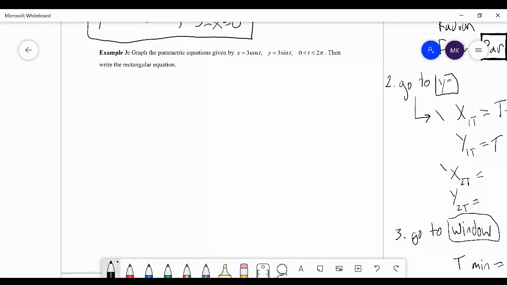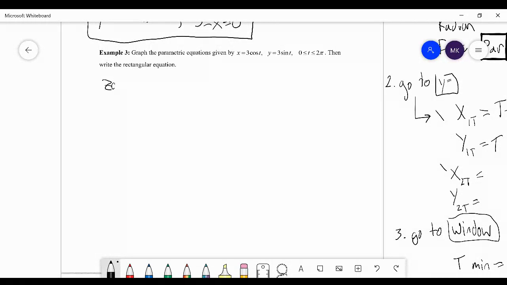And now here's where things get a little strange. When you hit graph like this, if you had your X min and X max set to negative 10, 10, negative 10, 10, this is going to look like a little squished circle. It's going to look like a little oval, but it's not. And the reason it's not is because if you look at your screen, it's a little wider than it is tall.